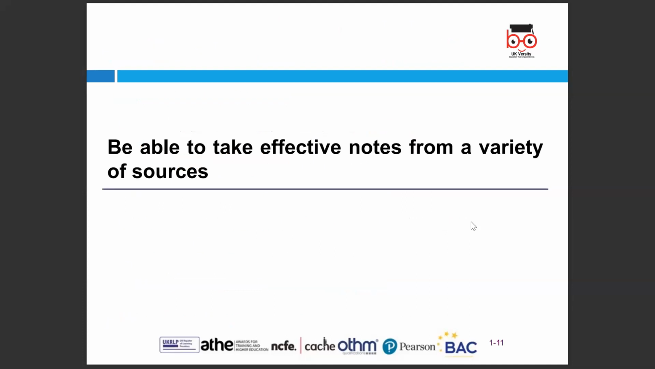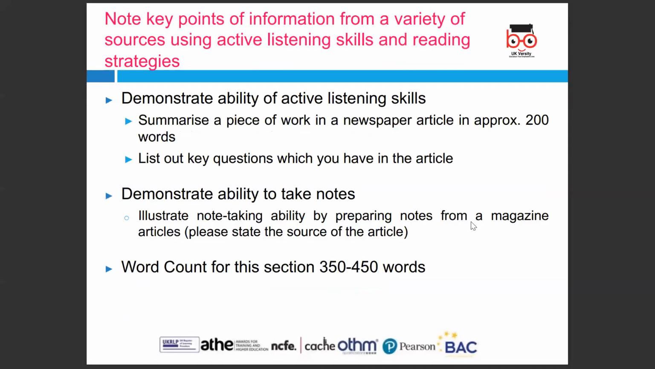The next one is to be able to take effective notes from a variety of sources. Here, they note key points of information from a variety of sources using active listening skills and reading strategies. So here you need to demonstrate the ability of active listening skills. So you need to summarize a piece of work in a newspaper article in approximately 200 words, okay? And you would be listing out key questions which you have in the article.